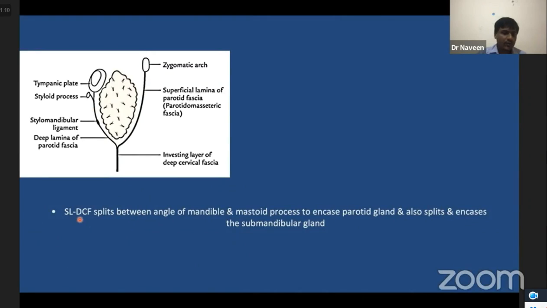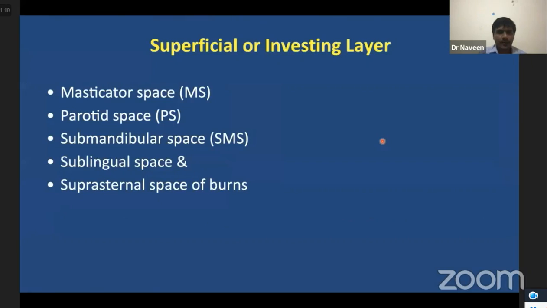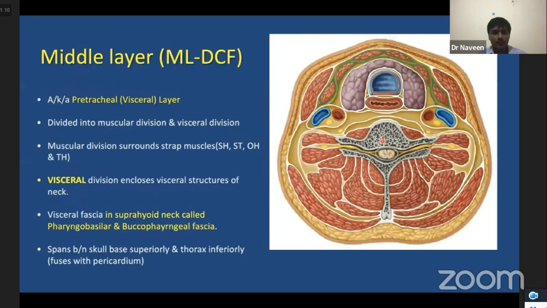The superficial layer of the deep cervical fascia splits between the angle of the mandible and mastoid process to enclose the parotid gland, and in the submandibular space it splits to enclose the submandibular gland. The spaces formed by the superficial investing layer are the masticator space, the parotid space, the submandibular space, and the suprasternal space of Burns.